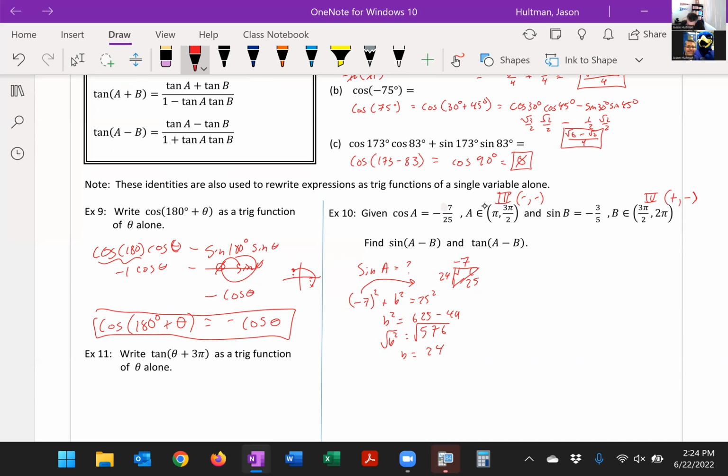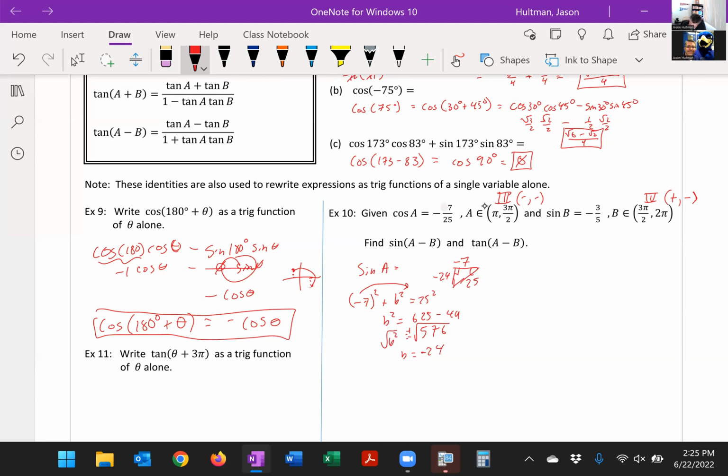Okay, and so what's the sine of A going to be? The sine of A is going to be opposite over hypotenuse. And keep in mind that the 24 had to be negative, right? Because remember, this was a plus or minus, and that was a minus 24. It had to be negative. Why'd it have to be negative? Because it's in the third quadrant.